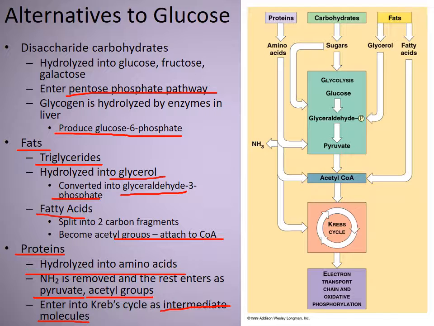So this is a test question. I would hope that you would study this slide. It is very important because I will ask you, are there alternatives to glucose? And you're going to say, yeah, Mr. Binder, there are. And I'm like, what three were discussed on the slides? And you're going to say disaccharide carbohydrates, fats, and proteins. You're going to tell me what they are converted into and at what stage of aerobic respiration they are put into. So if you have any questions about anaerobic respiration, please go back and watch the slides again.